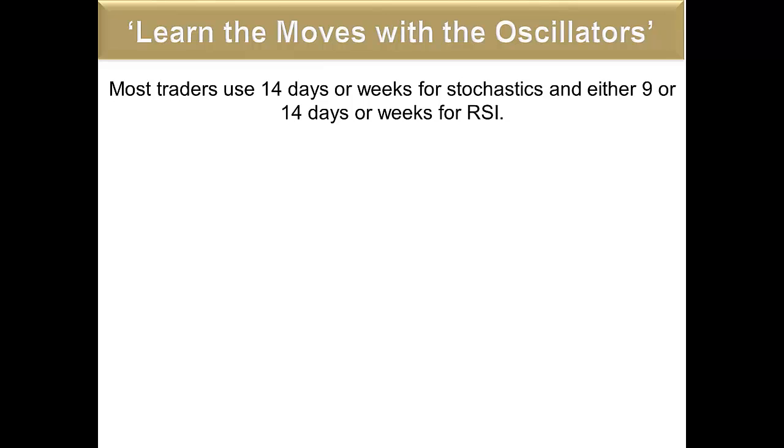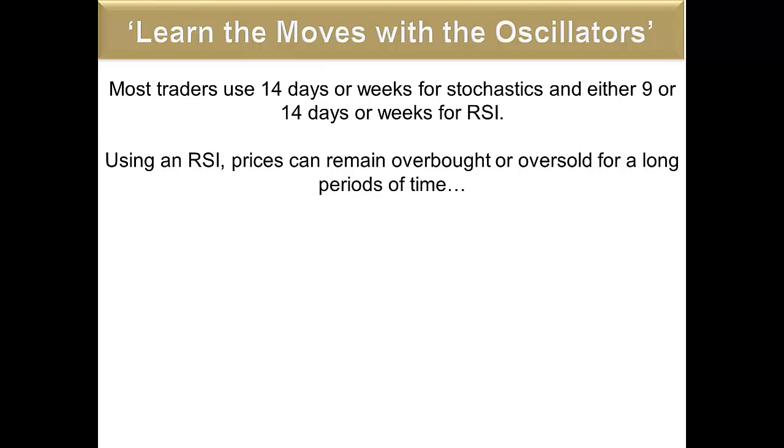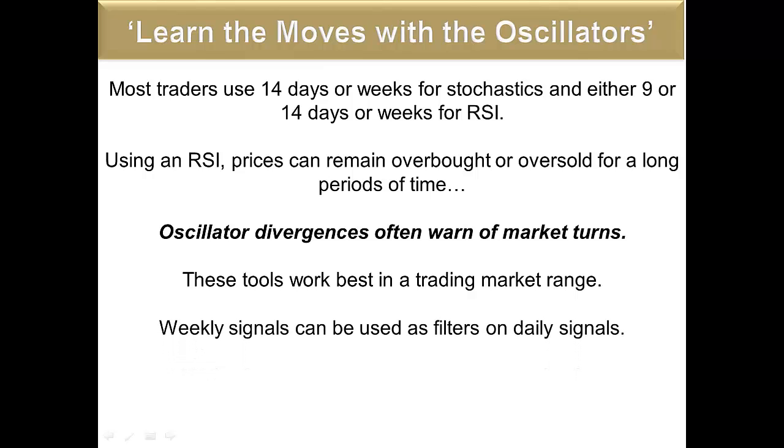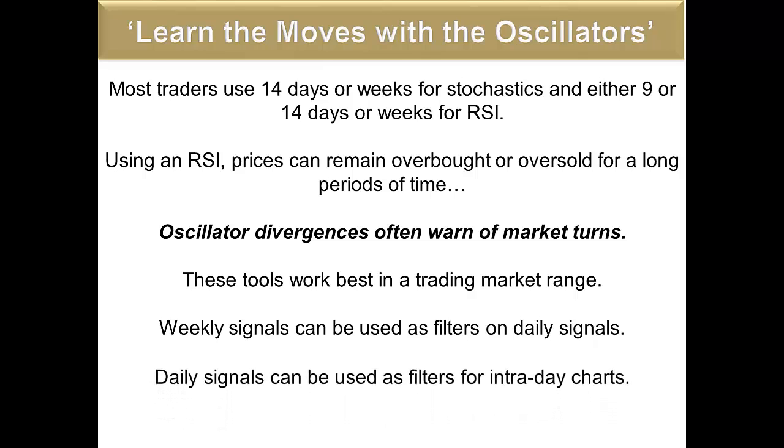Most traders use 14 days or weeks for a stochastic and either 9 or 14 days or weeks for an RSI. Using an RSI, prices can remain overbought or oversold for a long period of time, so do take note of that. Oscillator divergence often warns of market turns. These tools work best in a trading market range. Weekly signals can be used as filters on daily signals. Daily signals can be used as filters for intraday charts.